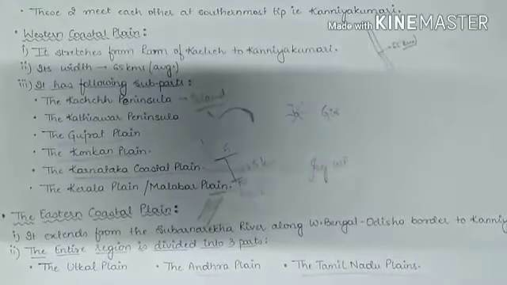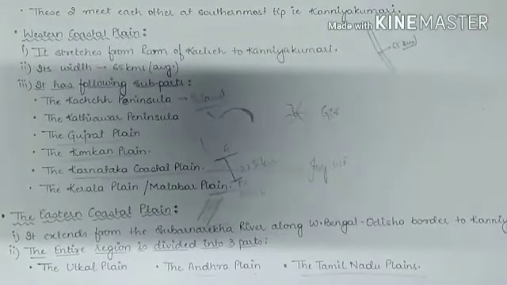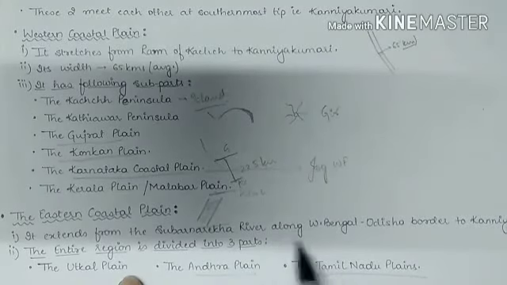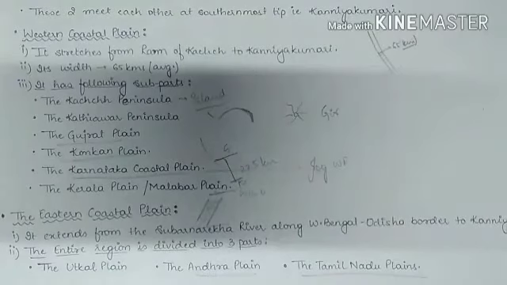But before that, the major part of the plain is formed as a result of alluvial filling of littoral zones of the rivers, like we have Mahanadi river, we have Godavari river, we have other rivers like Krishna and Kaveri, which comprise some of the largest deltas, and the eastern coastal plain is formed of them.